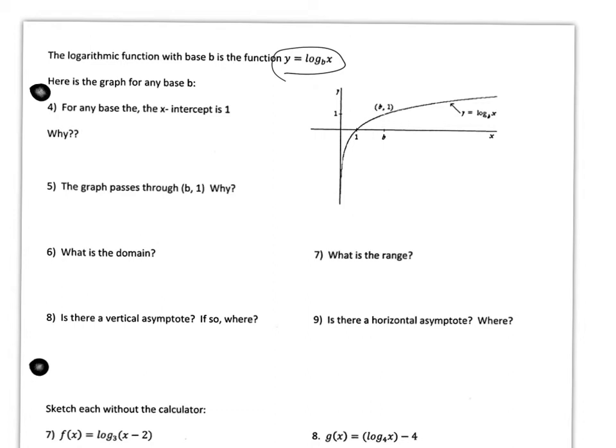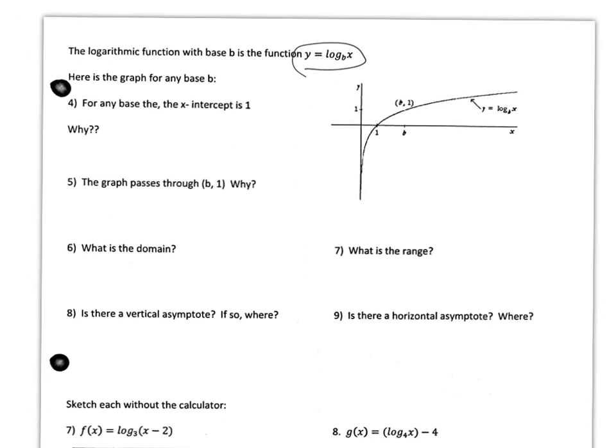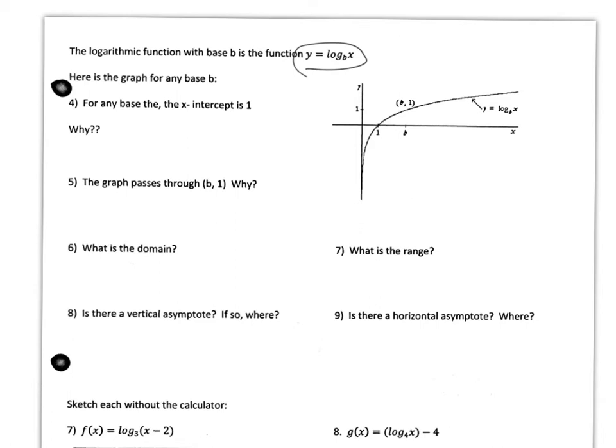It says for any base, the x-intercept is 1. Why is that true? Let's take a look at some ideas behind the logs. If you just straight up do the common log of 1, you always get 0. The log of 1 is 0.